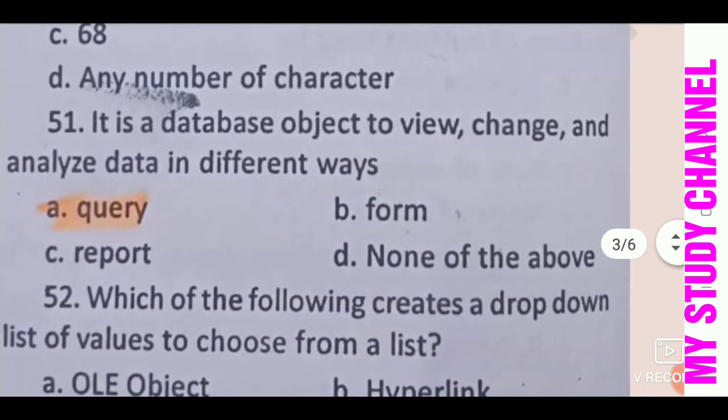Next question is, it is a database object to view, change and analyze data in different ways. Here A is query, B is form, C is report, and D is none of the above. Here the answer is query. Query is a database object to view, change and analyze data in different ways.